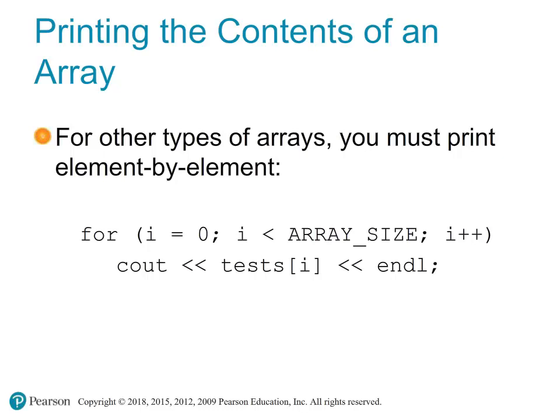Unlike character arrays, other types of arrays do not terminate with a null character, and C++ doesn't know how to interpret them as a single object to print. So you have to tell it explicitly which elements you want to print.